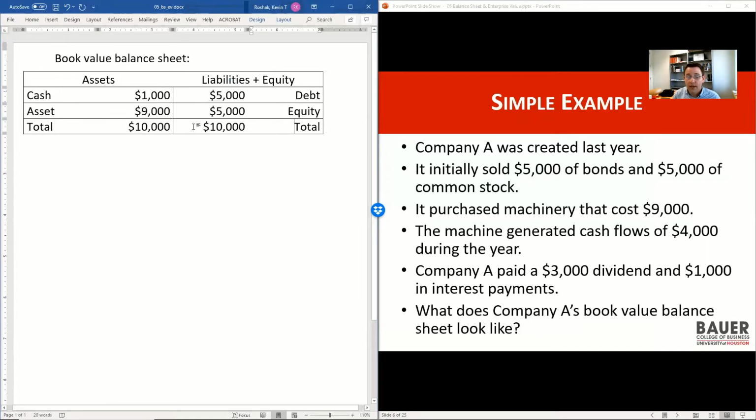Now you'll notice we raised $10,000. We only spent $9,000. So we have $1,000 left over in cash. It's all got to balance. Okay. Now during the year, so this is like what happens at origination. As soon as you raise the money, you have $5,000 in debt, $5,000 in equity. Then you go out right away and you buy this asset for $9,000 and you've got $1,000 left. Okay. Now let's see what happens during the year.